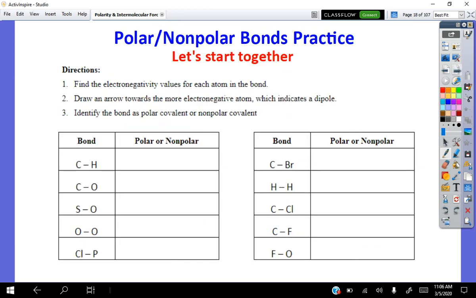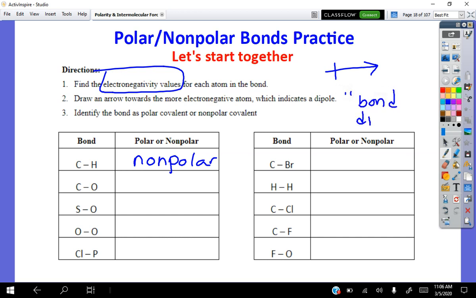So we've got some examples here. We actually just did CH, and we classified it as nonpolar because it had that electronegativity difference of 0.4. So that's going to be your first step. Find the difference between your electronegativity values. The thing that has a higher electronegativity is going to have an arrow. And we're going to use an arrow here. This arrow is called a bond dipole. You might also see the term dipole moment. These are all synonymous. So a bond dipole or a dipole moment.